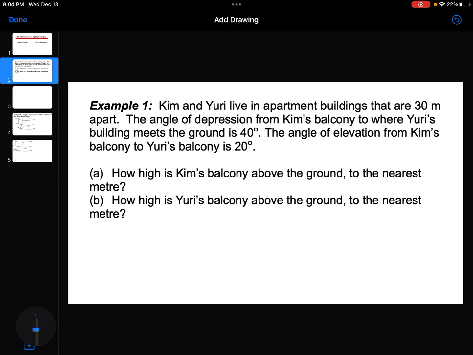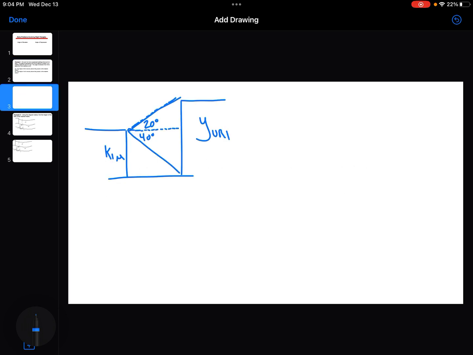When I'm looking at this diagram, I know that the buildings are 30 meters apart. So that tells me that I have 30 down here, but it also tells me that I have a 30 right there. So I'm going to break this into two triangles. I'm going to have an X and I'm going to have a Y. So we've got one triangle. This is the bottom triangle that looks like this. We've got X, we've got 40, and we've got 30 meters.